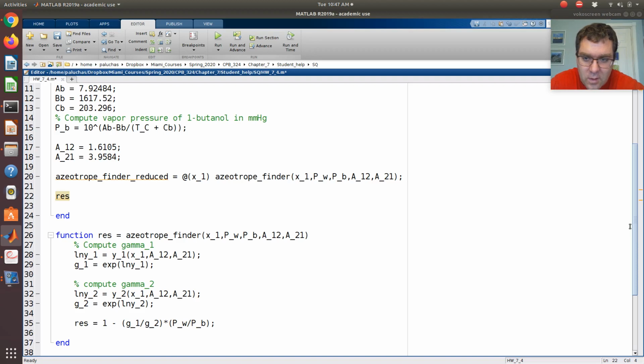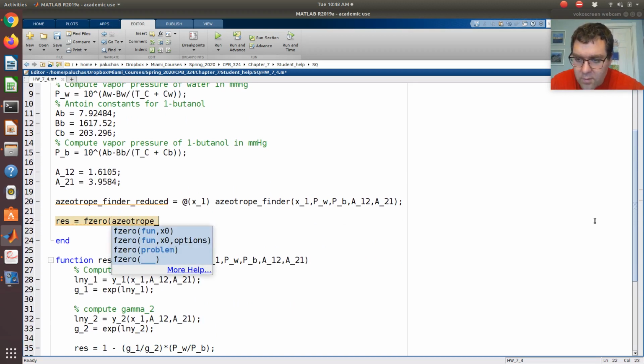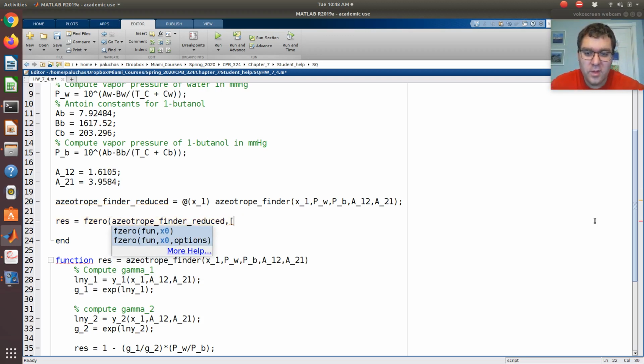So we're using res, and res would be F0. Now that I've defined this anonymous function, I don't need the at in there because it's already a function handle. Now I can't search completely over the range 0 to 1, which would be the applicable range of compositions. So I need a number slightly greater than 0 and a number slightly less than 1.